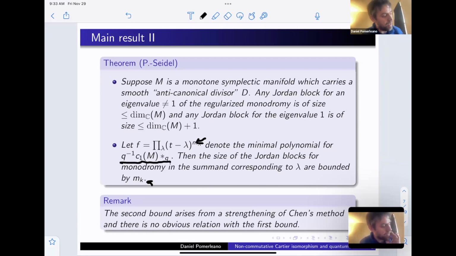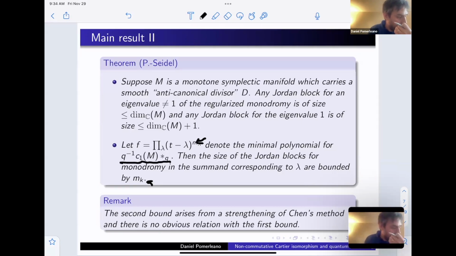summand of the connection. And as far as we know, it's a very interesting question whether one might suspect that maybe this method always dominates the first method, but there's no obvious relation. So the question would be whether all the Jordan blocks of quantum multiplication are bounded by the dimension of the symplectic manifold, which is certainly not a known thing. But in practice, the second bound can sometimes give some very interesting things.